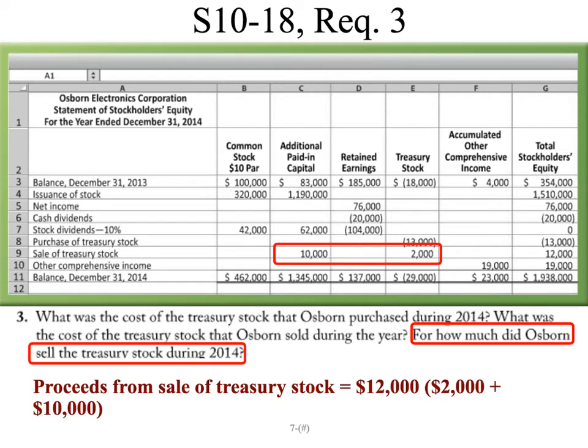Next question for requirement 3, for how much did Osborne sell the treasury stock during 2014? Well, we look at the sale of treasury stock in row 9, and we see we had paid-in capital $10,000, treasury stock of $2,000, so those added together are $12,000.